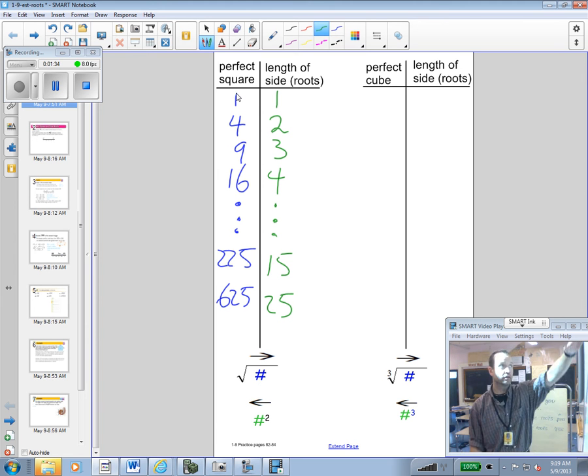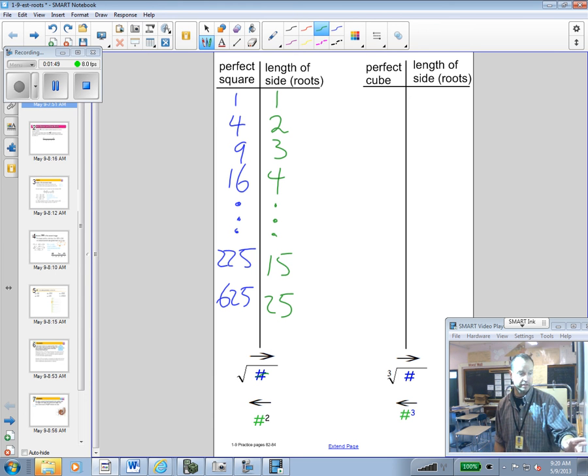So this list of perfect squares is going to be very important because we're going to be looking at estimating the square root. We want to understand if you have the area of the square and you're looking to get to the side of the square, that's called the square root. And if you have the side of the square and you want the area, that's where you would be squaring it. Those are inverse operations.